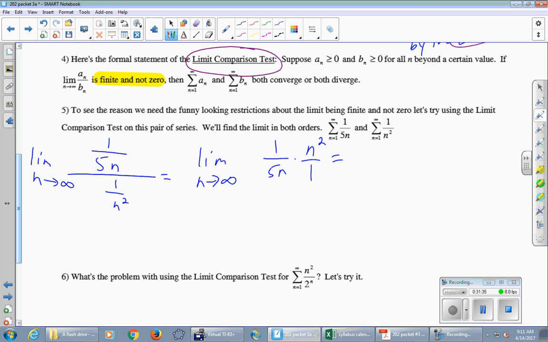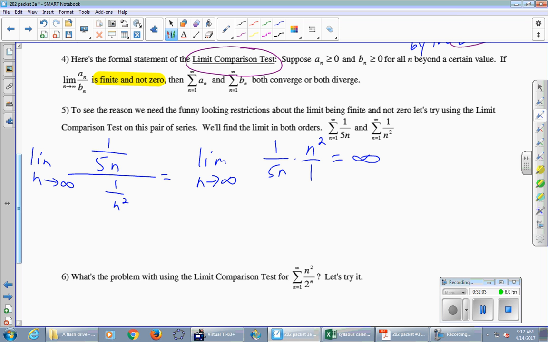Okay, n squared on top, 5n on the bottom. What's the limit? Infinity. That means that the one fraction on the top is infinitely times as big as the fraction on the bottom. It means there is no reason to compare these two things. I'm not saying they do something different. Just because you get infinity doesn't mean one converges and one diverges. It means that there's no reason for you to compare these two things. There's no reason to think that they behave the same as each other because they're related in some way.